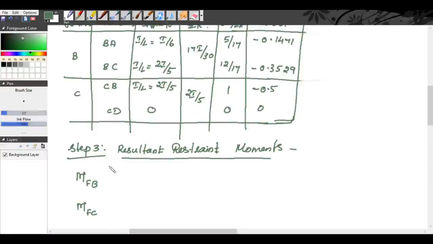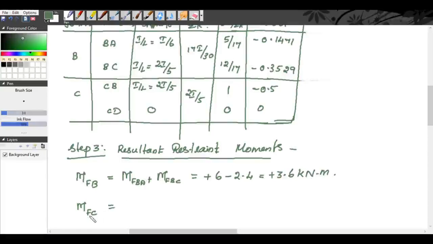So MF B, the resultant restrained moment at B, will be equal to MF BA plus MF BC. So it is the summation of the fixed end moments of all the members meeting at joint B. That is why it is MF BA plus MF BC. We have found it in our first step, MF BA is equal to plus 6 and MF BC is equal to minus 2.4. So we get plus 3.6 kilonewton meter.